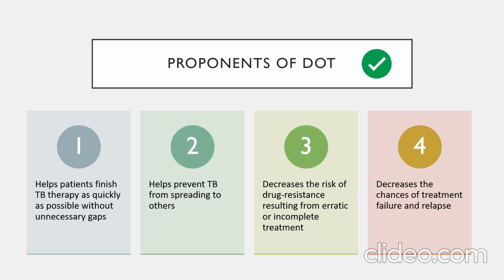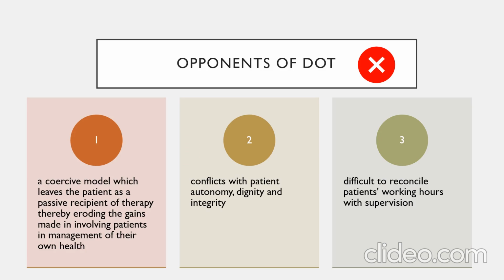It decreases the risk of drug resistance resulting from erratic or incomplete treatment. Most times when we place drugs in the hands of patients and ask them to take it home, they're not compliant enough. They take it erratically, take it today, forget it tomorrow, take it the day after. And then eventually it leads to drug resistance. So what DOT does, according to the proponents, is decrease the risk of drug resistance resulting from erratic or incomplete treatment. What more, it decreases the chances of treatment failure and eventual relapse. So these are the arguments from proponents of DOT. What are opponents of DOT saying?